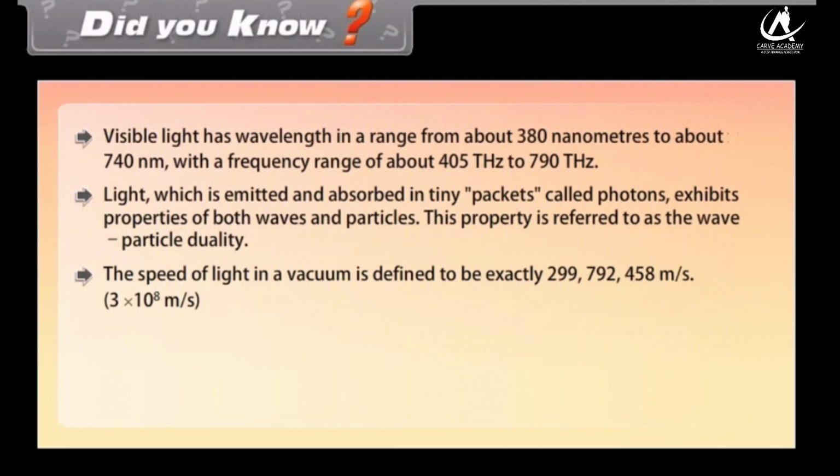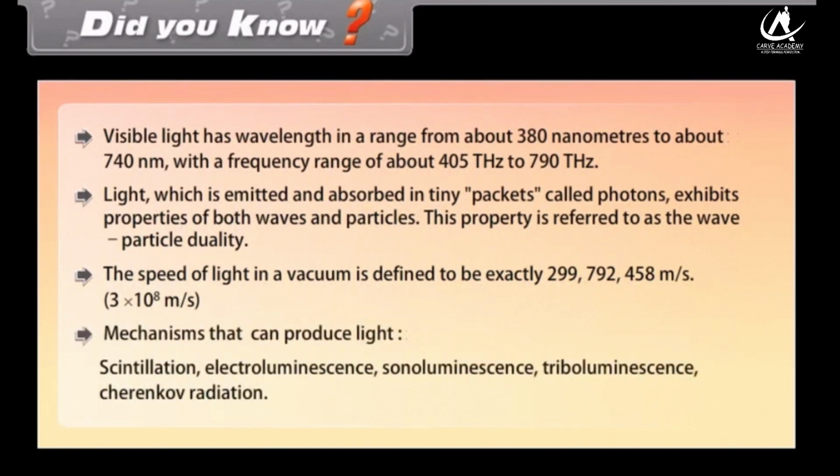The speed of light in a vacuum is defined to be exactly 29 crores, 97 lakhs, 92,458 meters per second, that is 3 × 10^8 meters per second. Mechanisms that can produce light: scintillation, electroluminescence, sonoluminescence, triboluminescence, Cherenkov radiation.